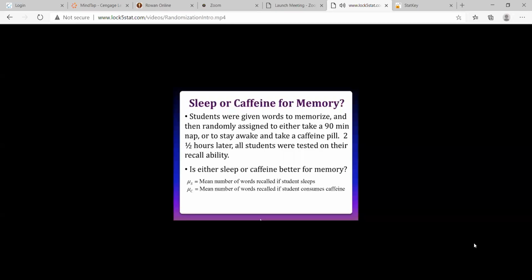So in this case, our parameters of interest are the mean number of words recalled if a student either sleeps or consumes caffeine. Our null is that the two means are equal, or that there is no difference in means. And our alternative is that the two means are not equal, or that there is a difference in means.